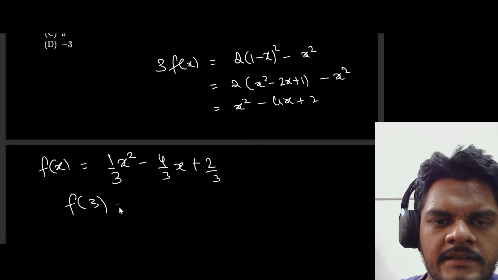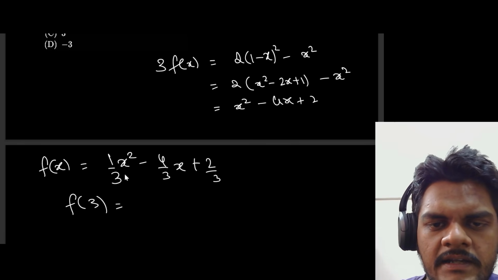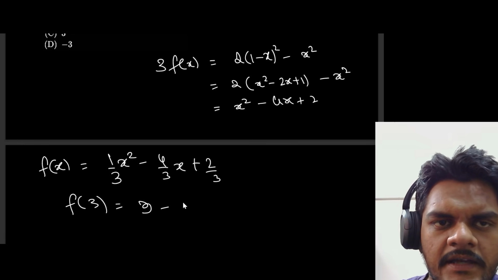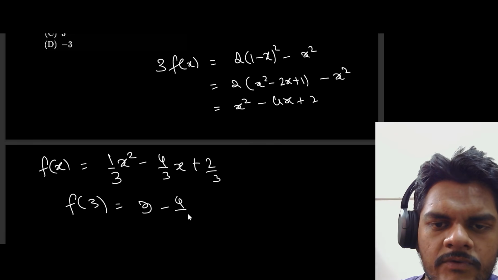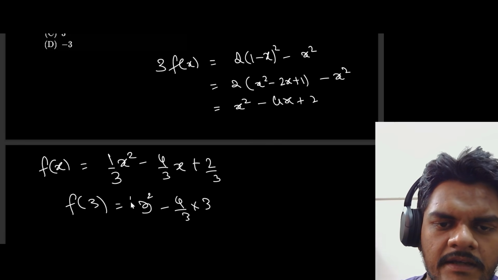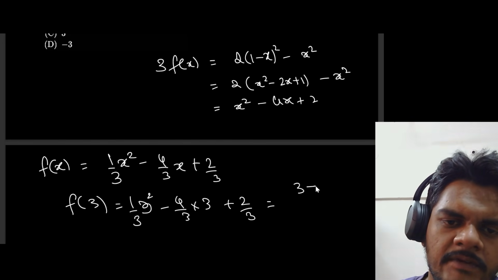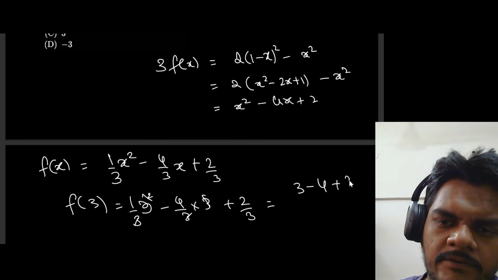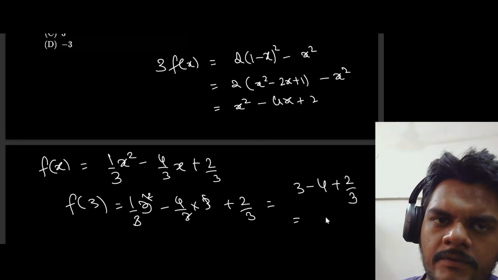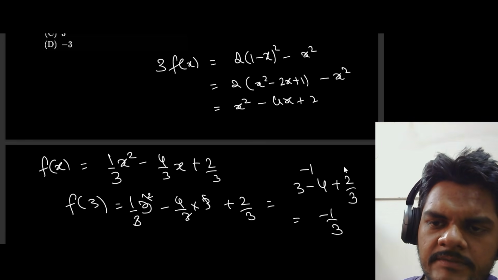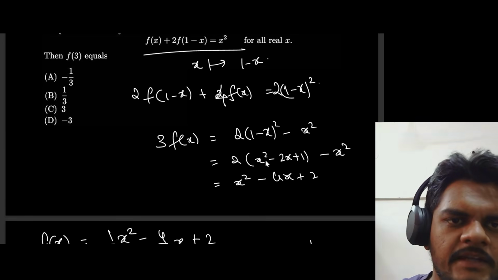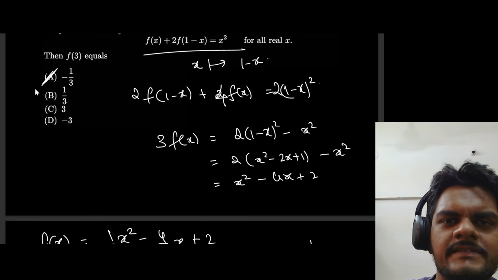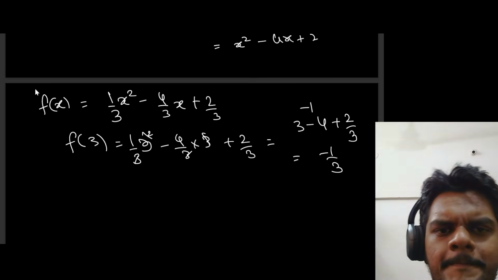f of 3 is, I'll get a 3 minus 4 by 3 into 3, plus 2 by 3. So it is 3 minus 4 plus 2 by 3. So minus 1 by 3, because this is minus 1 and 2 by 3. So it is minus 1 by 3. Very, very simple question this was.